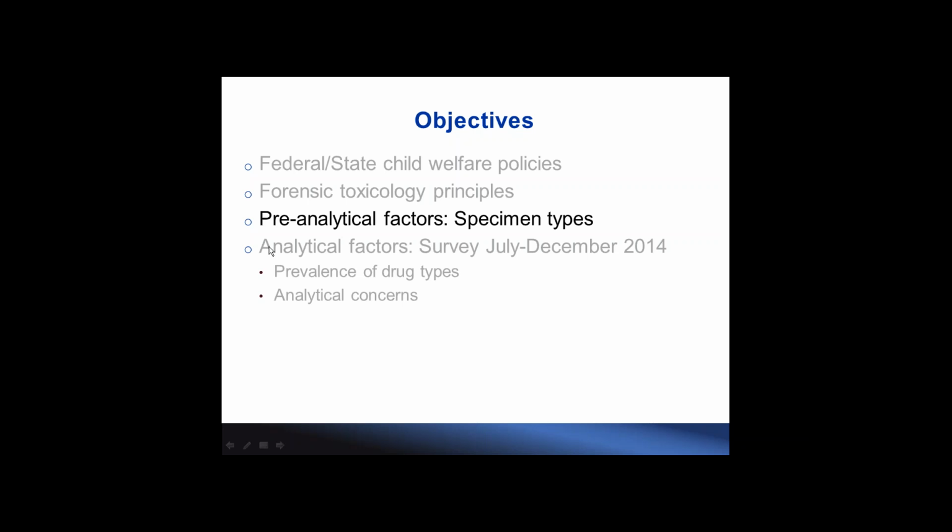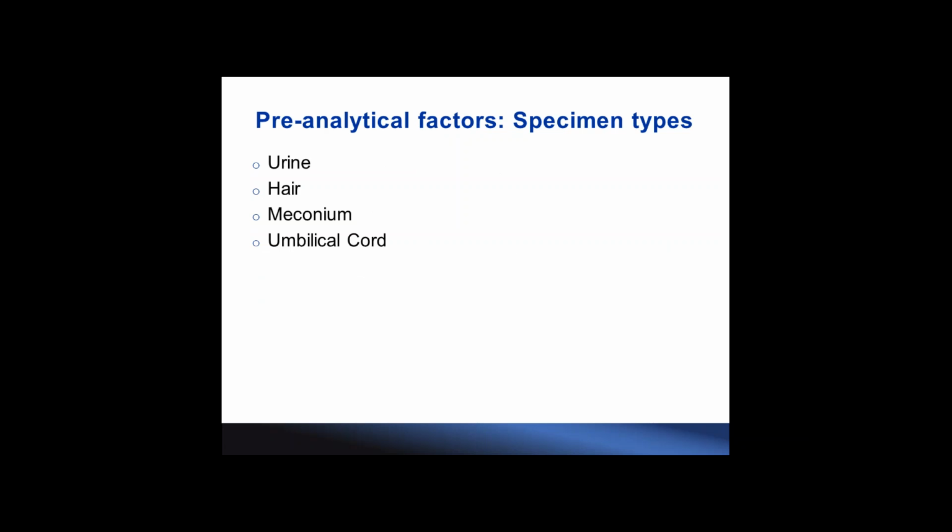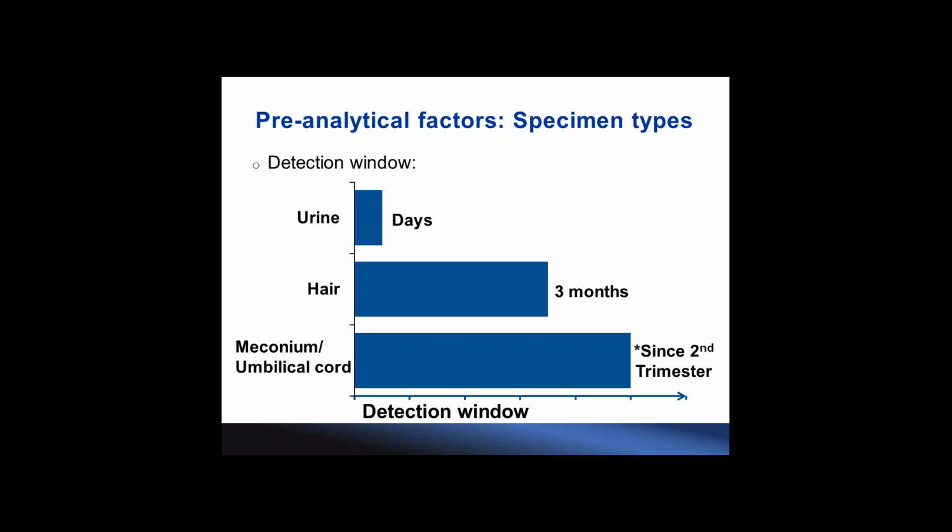And the huge pre-analytical factor is specimen type. These are the four specimen types that have been known for testing babies' toxicology for a while, and they are different in various ways. The first aspect that they are different is detection window. So urine has the shortest detection window. We can only test for drugs within days of exposure.